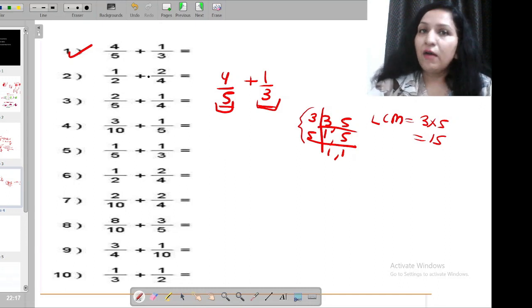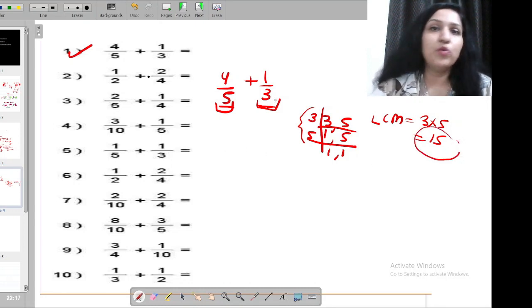Okay? After finding the LCM, this LCM should now be the denominator of both the fractions. We need the same denominator. What number is required? This LCM, 15. Now you see, I am taking them one by one. 4 by 5 is the first fraction. I need to convert this 5 to 15. What should I do? In the table of 5, 15 comes 3 times.